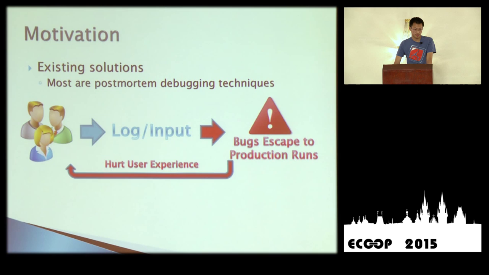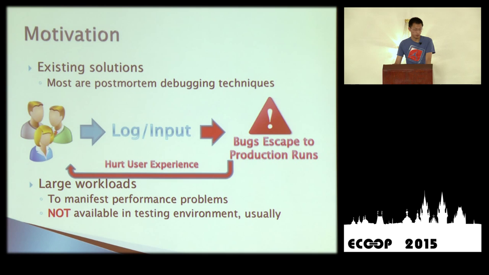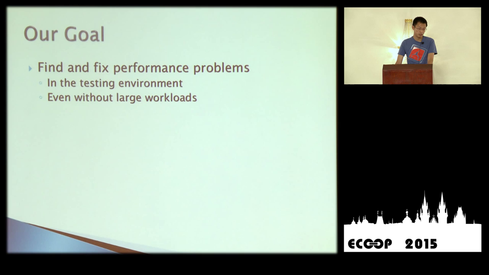So someone may ask, why not just directly detect all the performance problems and solve them in the testing environment? The problem here is that most performance problems can only manifest under large workloads, and large workloads are usually not available in the testing environment. So it's really hard to find them there. Our goal is to help developers find and fix performance problems in the testing environment, even without large workloads.